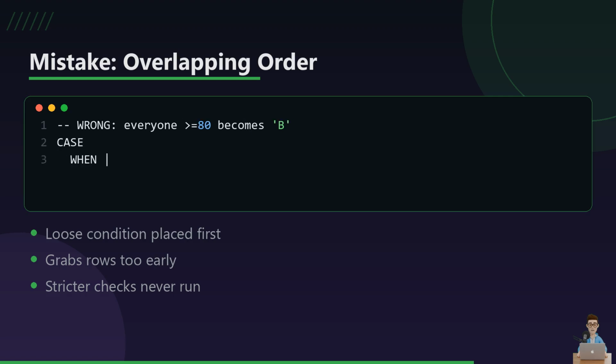Because the first match wins, order matters more than people expect. Look at this. The 80 check sits on top, so a 95 hits it and gets labeled B. The A rule below is dead code that never fires. You might wonder why your top students all got Bs. In short, put your tightest conditions first.